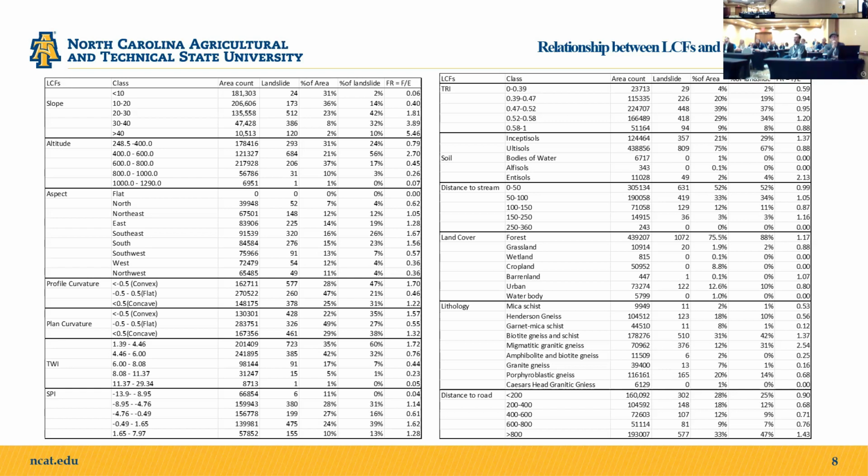al. 2022, they said there is no relationship between soil type and the landslide. And for the historical landslides, they did not find any correlation between the two factors. Also, the land cover.